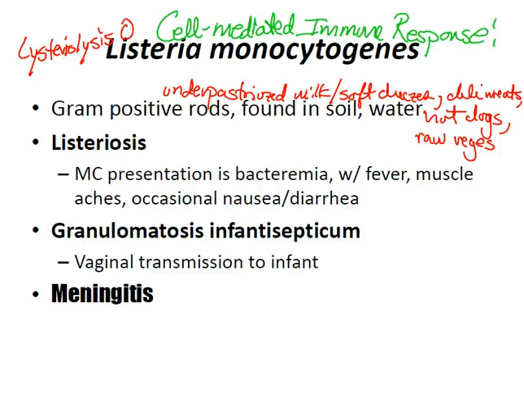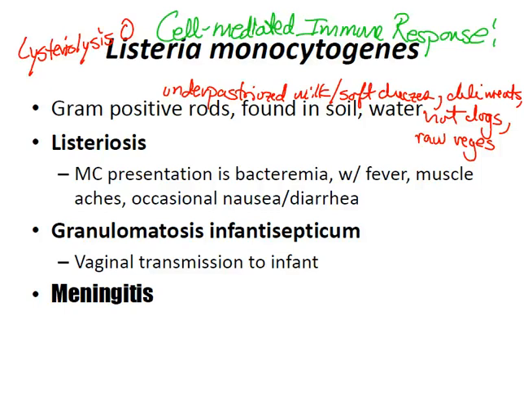So let's take it to another point. Who could get a lot of Listeria monocytogenes infections? What affects the cell-mediated immune system the most? Nutrition, right? So a starving kid in Africa could definitely get this. So that takes us into listeriosis.